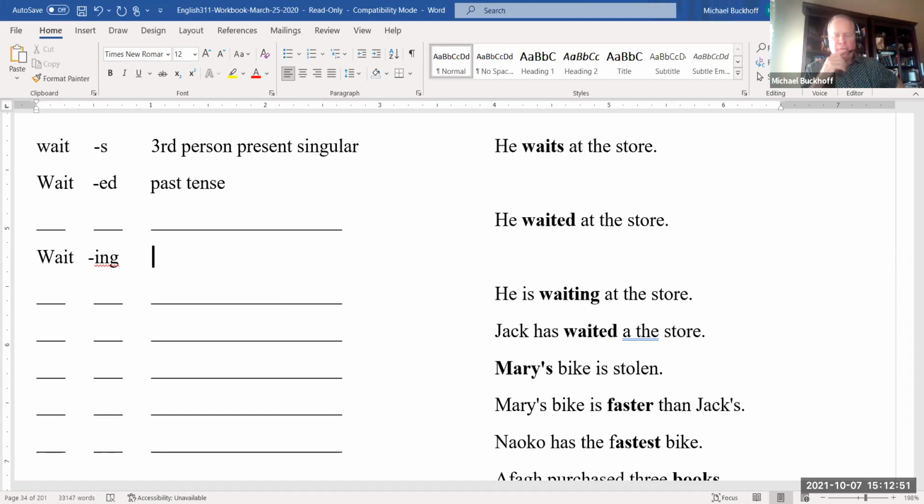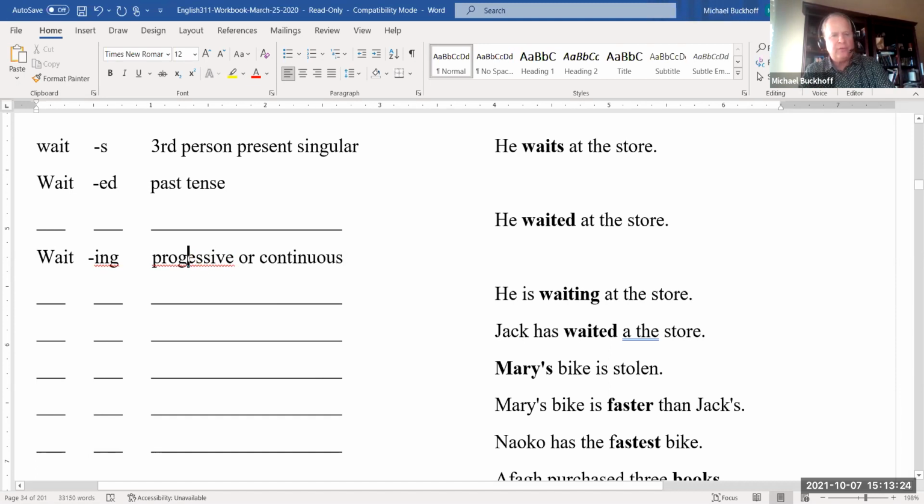Any comments on this one? Ing, what is that? What is the grammatical function of the ing? I think it's something that's in progress, or in the process. Good. Yes. And I'm going to take your word, progress, and guess what? The progressive function, the progressive or continuous inflectional ending. That's what it is.